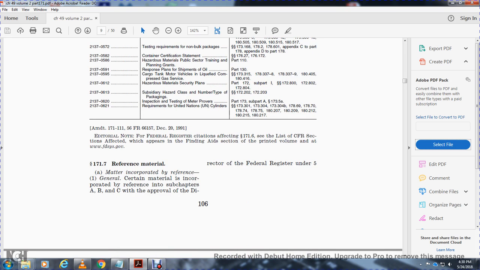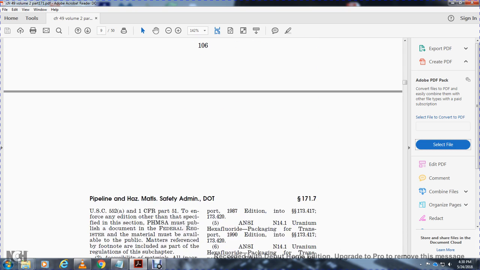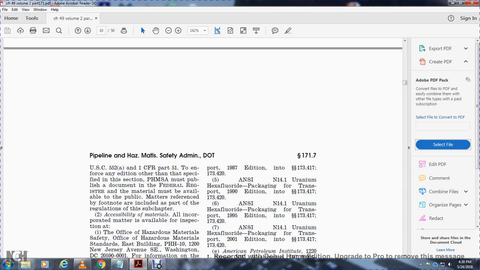All right, 171.7, reference material. General: the material incorporated by reference in subchapters A, B, and C has been approved by the Director of the Federal Register under 5 U.S.C. 552(a) and 1 CFR Part 51. Other than the specific section, the Pipeline and Hazardous Materials Safety Administration must publish the document in the Federal Register, and the material must be available in a public manner. The materials referenced in footnotes are also included in this part of the regulation of the subchapter. Accessible materials: all incorporated materials are available for inspection.